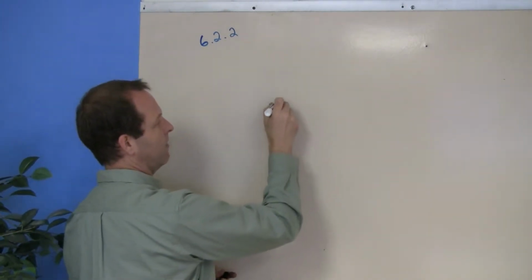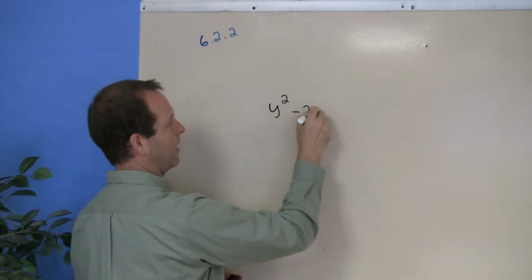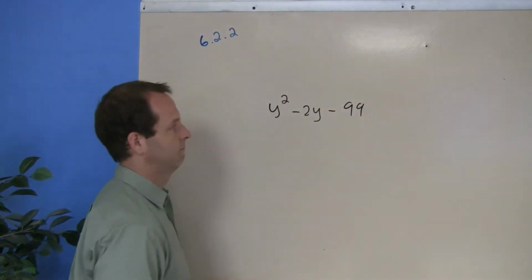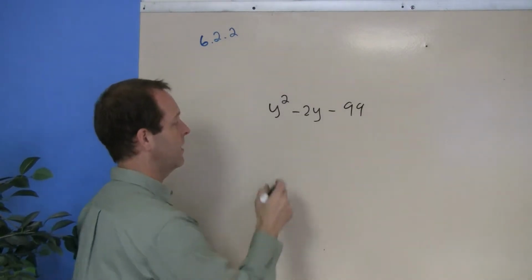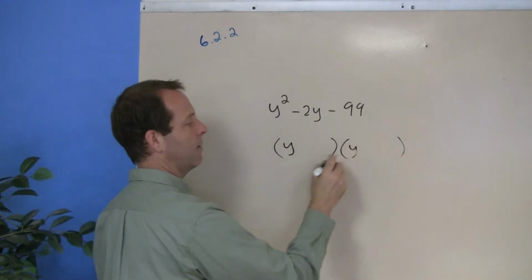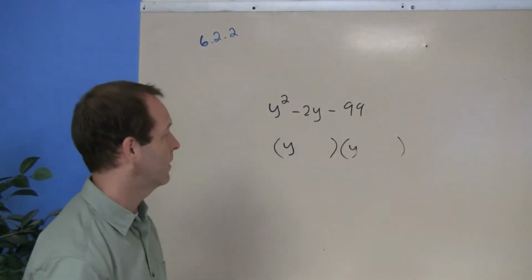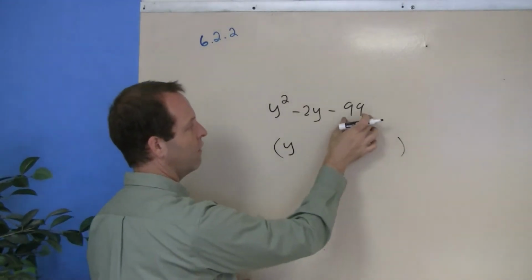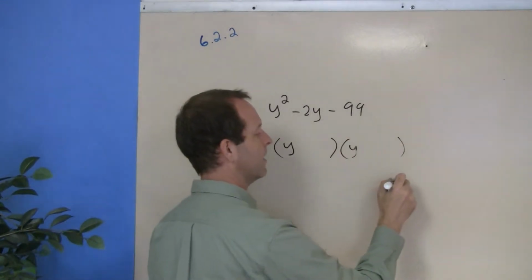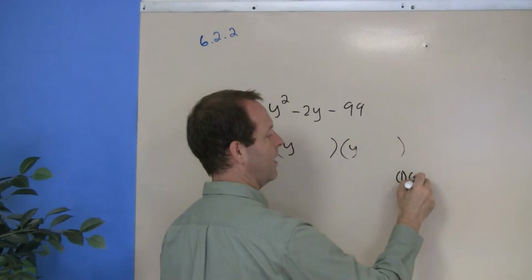Let's change the variables up. So we have y squared minus 2y minus 99. Well, again, I see that leading coefficient's a 1, so I'm going to automatically start my process with y's in each position. All the factors of 99, well, that's a 1 and a 99.